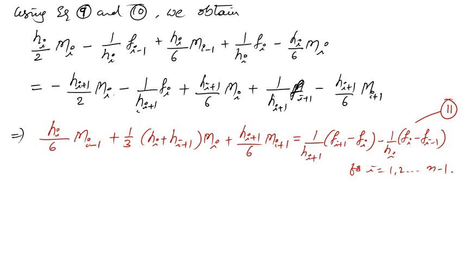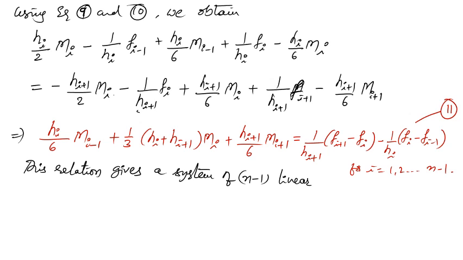Now this relation gives a system of n minus 1 linear equations. System of n minus 1 linear equations in how many unknowns totally? n plus 1 unknowns. What are the unknowns here? m_0, m_1 up to m_n.